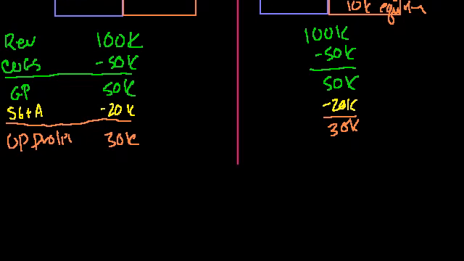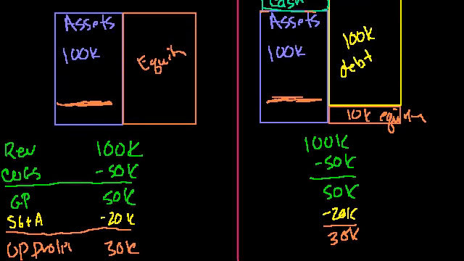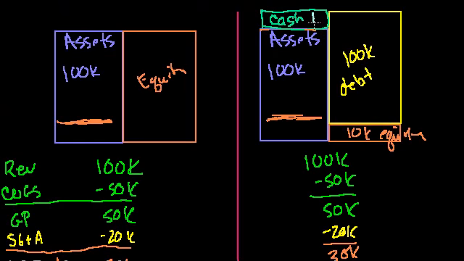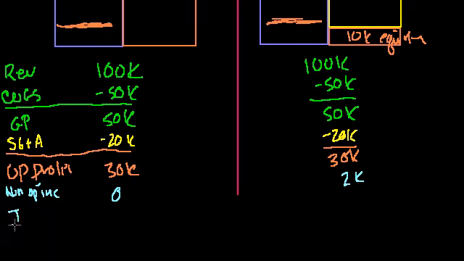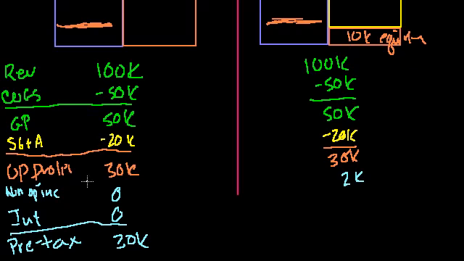So now we add an interesting line, non-op income. This guy doesn't make anything. He's not gambling. This guy's pretty good with his $10,000 of speculation cash. He makes, let's say, 20% on it in this first year. So he makes $2,000. And then we have interest expense. This guy has no debt. Very prudent. He has no interest. So his pre-tax income is $30,000.